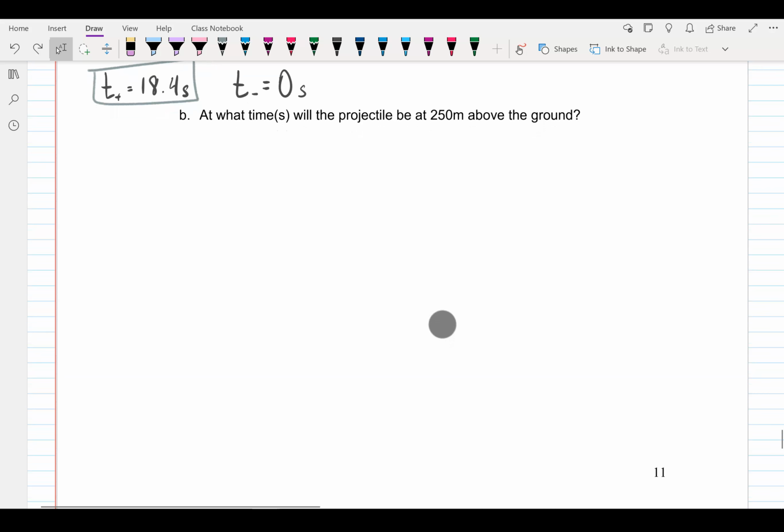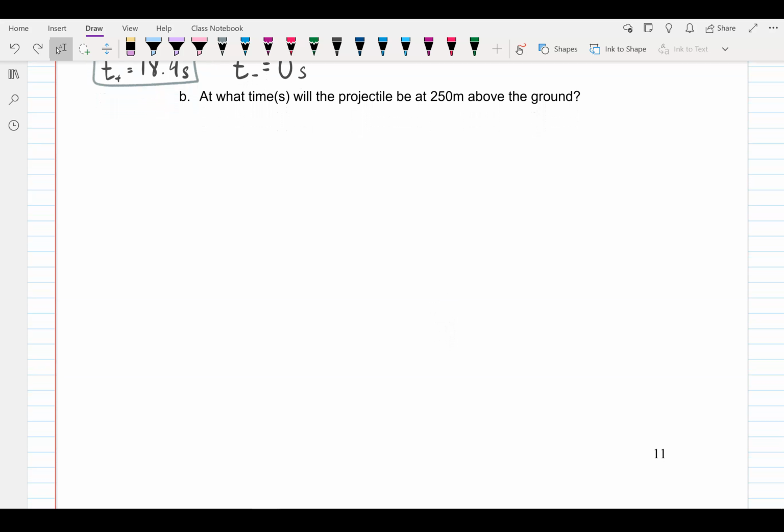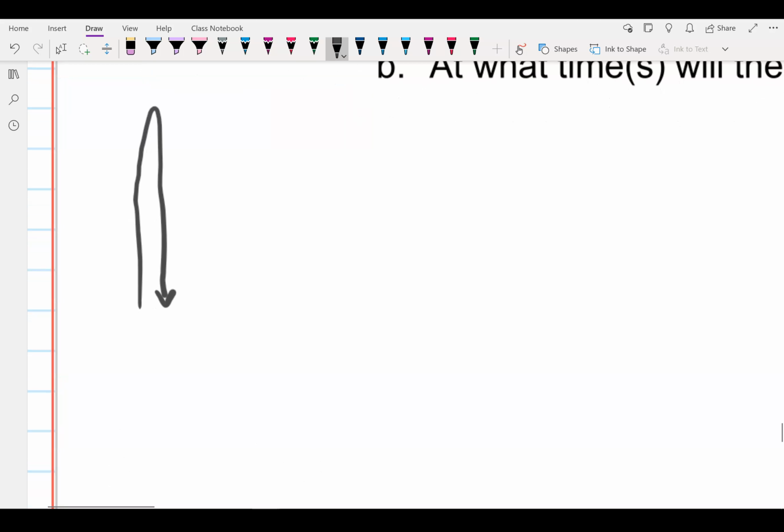Part B is actually kind of an independent question from part A. It says, at what times will the projectile be at 250 meters above the ground? So what this is really asking, let me draw another picture. It comes up, comes back down. At some point along its trajectory, it's going to go up high, obviously, and come back down. Let's just say that at some point, it's got to cross this height of 250 meters, right?